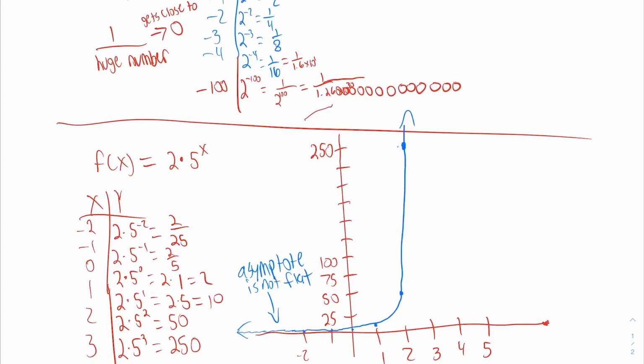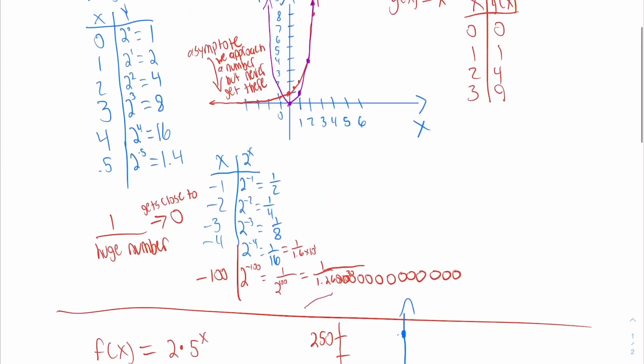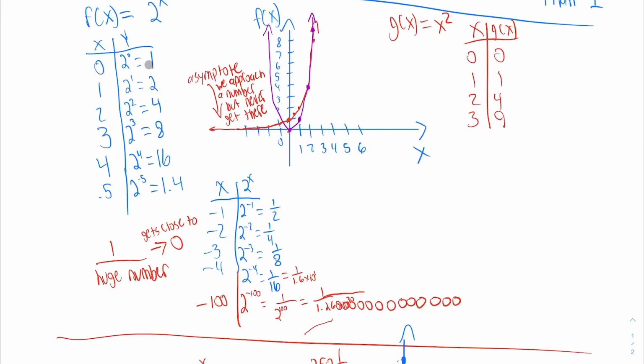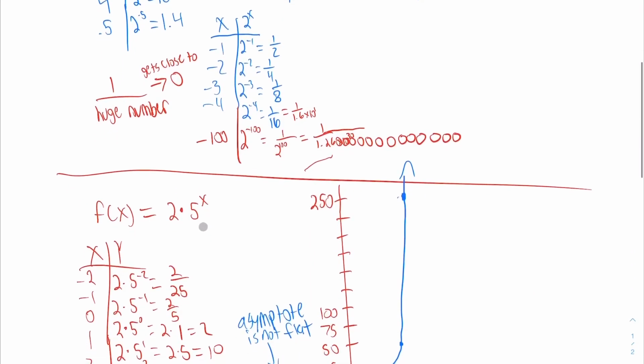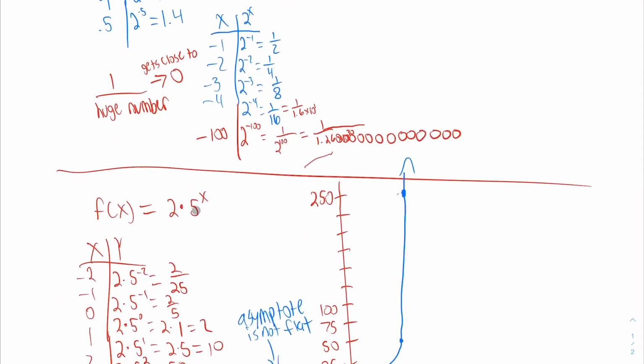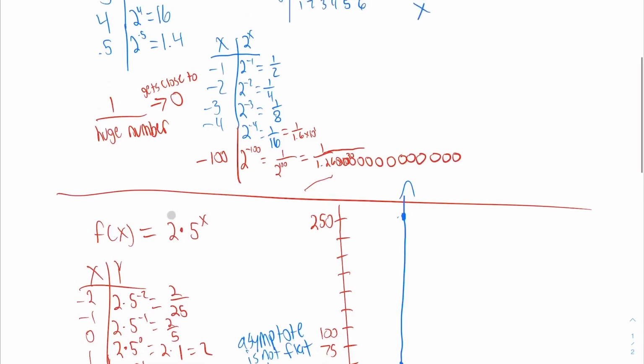Let's notice some things. When I plugged in 0, I got the number 2. Up here, when I plugged in 0, I got the number 1. So the y-intercept is not connected to this base number. The y-intercept is not connected to what is being raised to the exponent. The y-intercept of an exponential graph is connected to this number. Right here it's a 2.